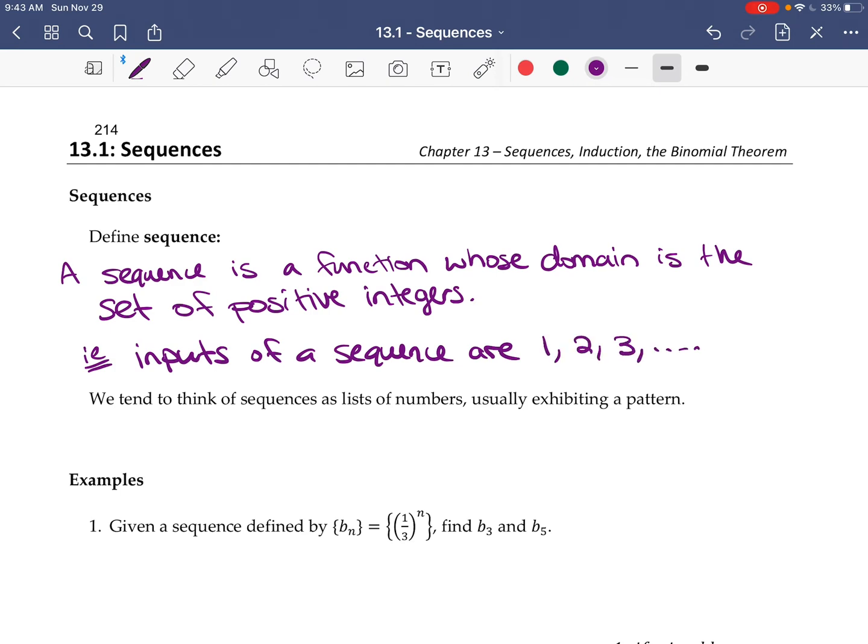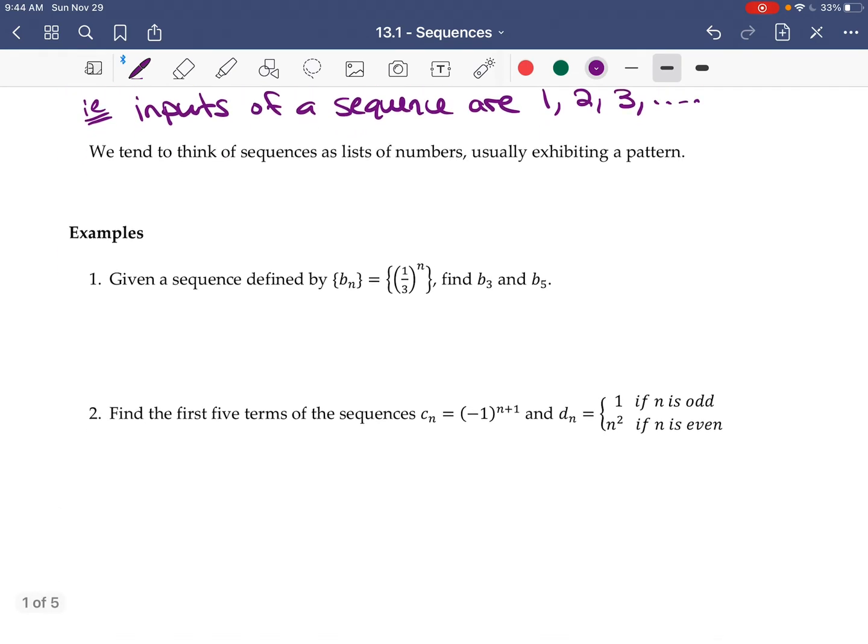So you don't want to write like x bigger than or equal to 1, because that includes all the real numbers, okay, so we only want integers here. We tend to think of sequences as lists of numbers that have some sort of pattern. Okay, so let's do an example.